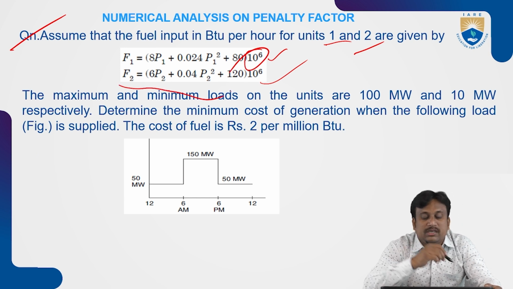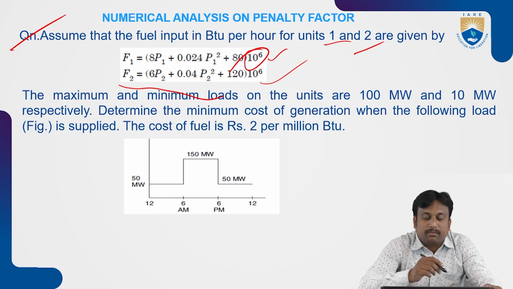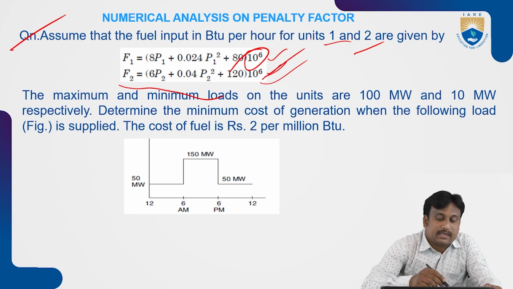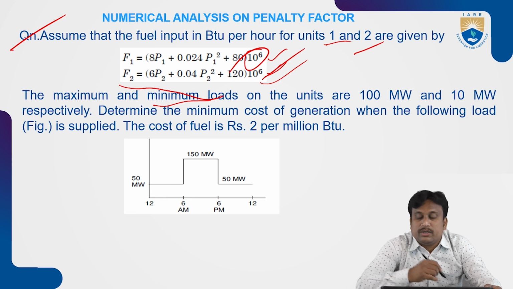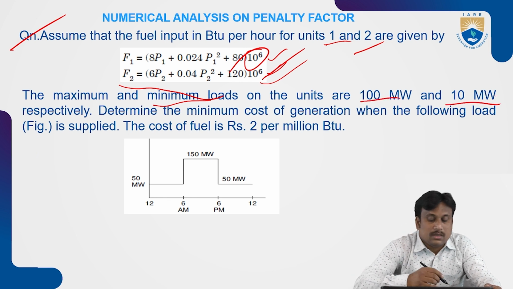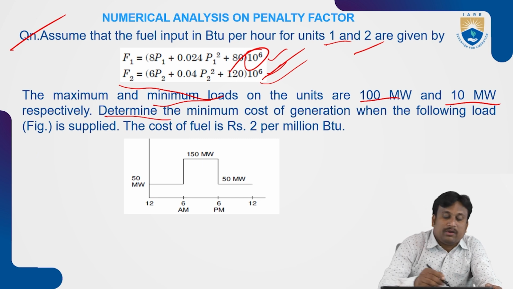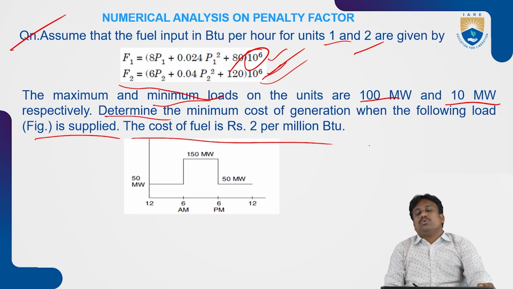Similarly, F2 is 6P2 plus 0.04P2 square plus 120 into 10 power 6. So the maximum and minimum loads on the units are 100 megawatts and 10 megawatts respectively. Now find the minimum cost of generation when the following load is supplied. The cost of the fuel is 2 rupees per million BTU.